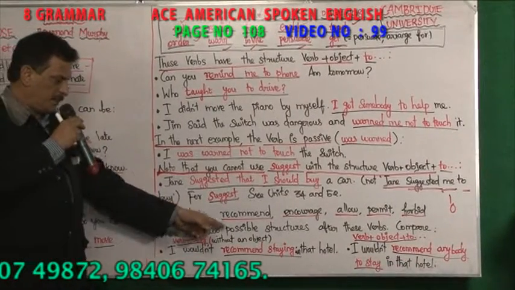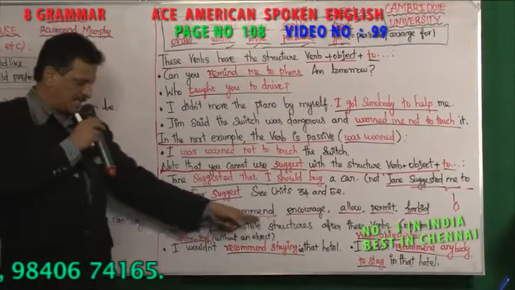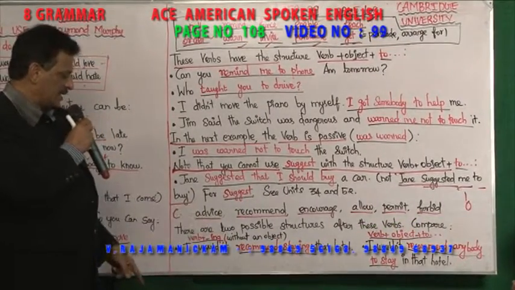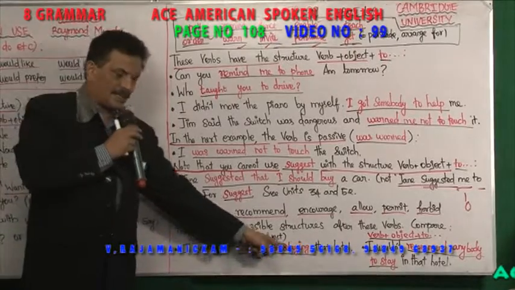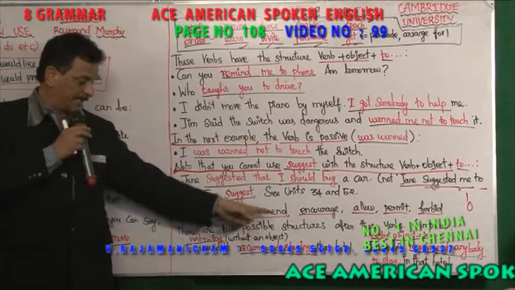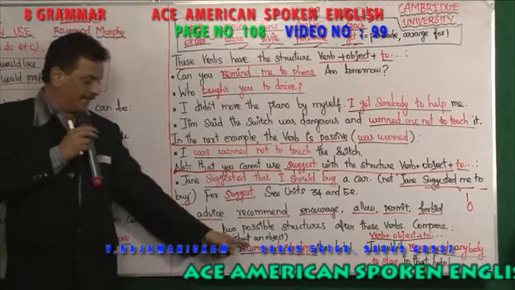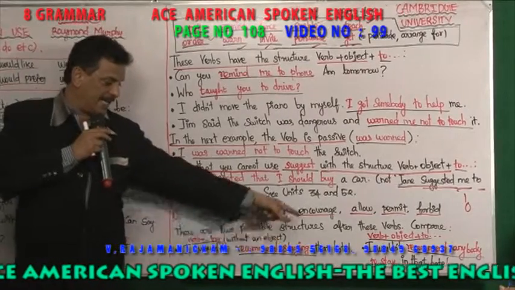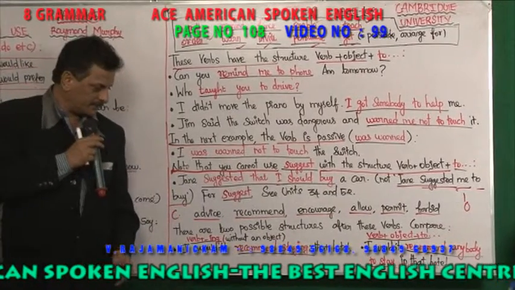These are two possible structures. There are two possible structures after these verbs. Compare verb plus ing. See, recommend. I wouldn't, negative, I wouldn't recommend. After recommend, you are getting verb plus ing. I wouldn't recommend staying with that hotel.